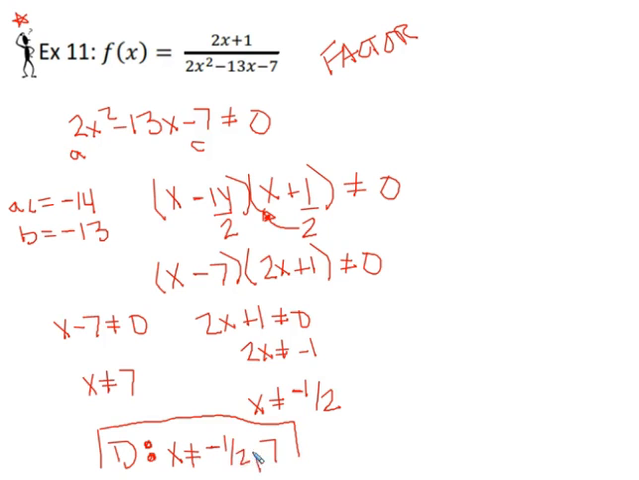Alright, so we want to figure out what these discontinuous values are. If x cannot equal these numbers, that means there's a discontinuity. Is one of them a hole? Is one of them a vertical asymptote? Are they both holes? Are they both vertical asymptotes? What's going on?